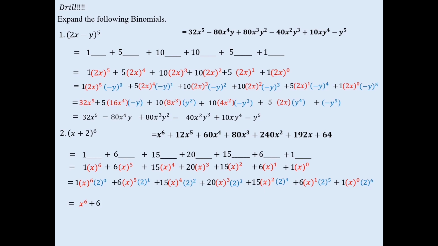15 times 4 is 60, x to the 4th. 20 times 8 is 80, x cubed. 15 times 16 is 240, x squared. 6 times 32 is 192x, and you have 64. So that's it for the binomial expansion.